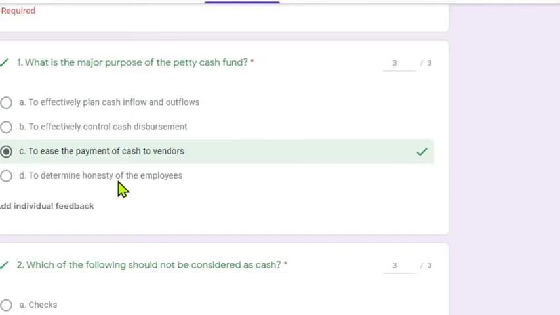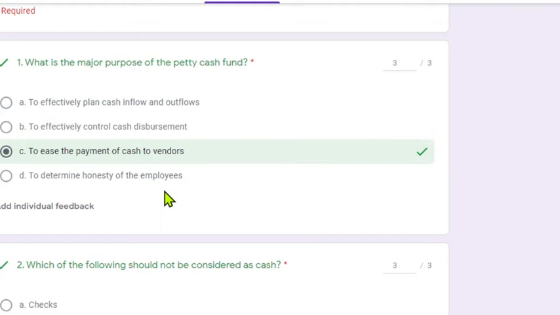Punta muna tayo sa letter D. To determine honesty of the employees. Well, the creation of the petty cash fund will not determine the honesty of the employees. So, madali mo identify that letter D is wrong. Hindi ma-determine agad ng petty cash fund yung honesty of the employees. It will depend on the controls na nandoon sa mismong fund.